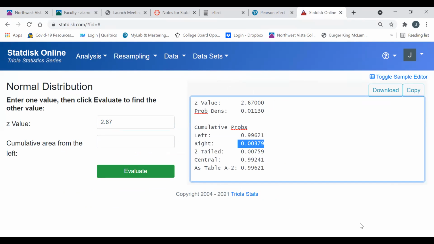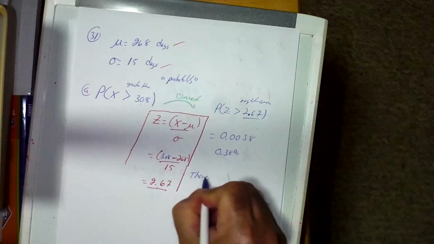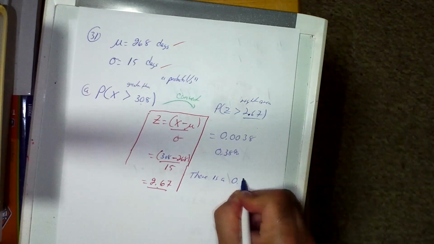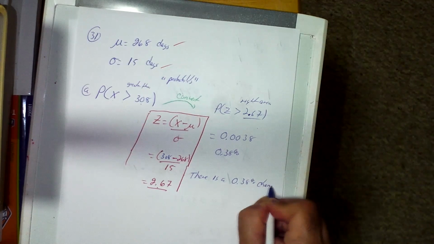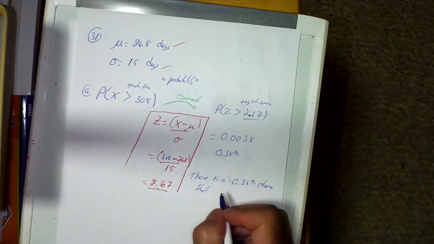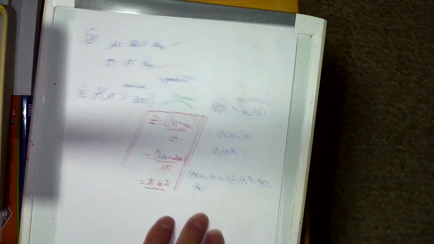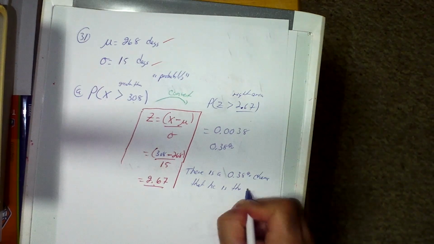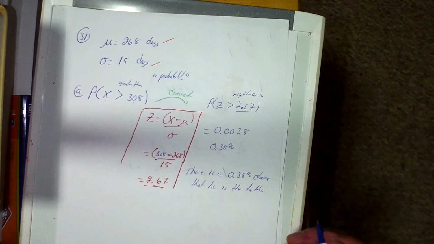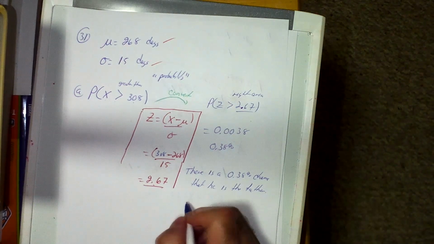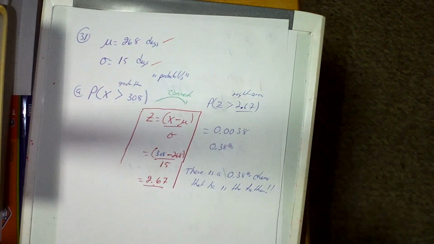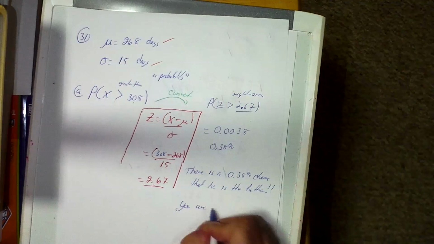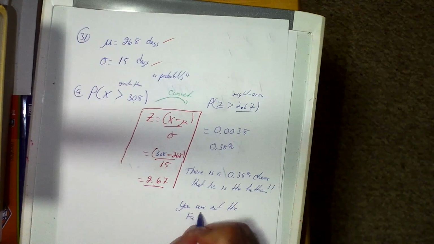Uh-oh. All right, let's interpret it. There is a 0.38% chance that what? Uh-oh. He is the father. Oh no. Dun dun dun. You are not the father. Hijo.